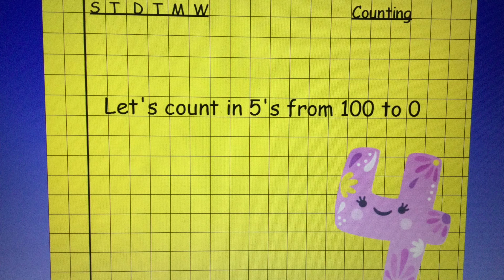Morning, Year 3. We're going to start the day the maths way today by counting in fives. Today we're going to start from 100 and go all the way down to 0. So when you're ready, count along with me.